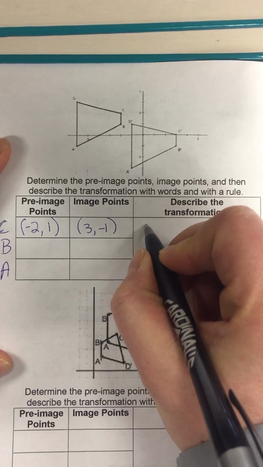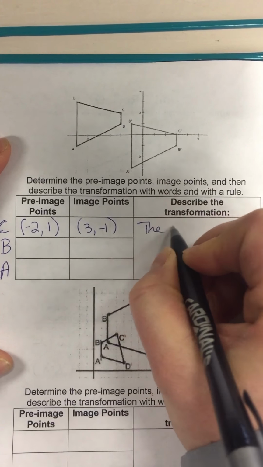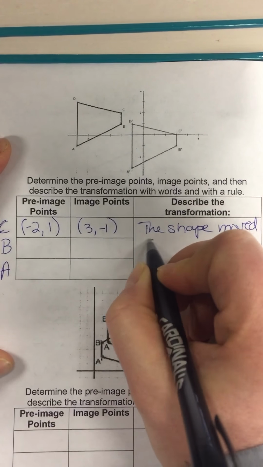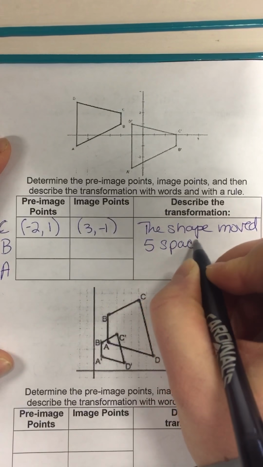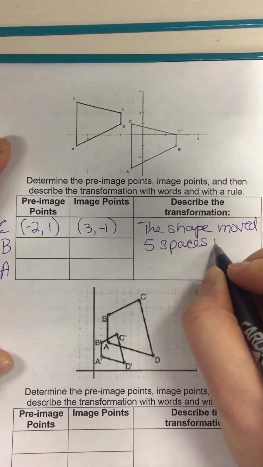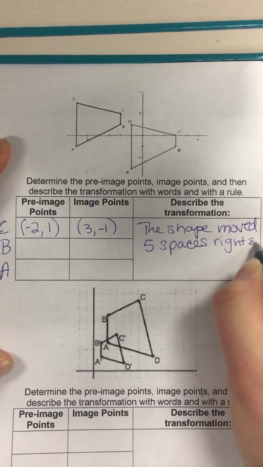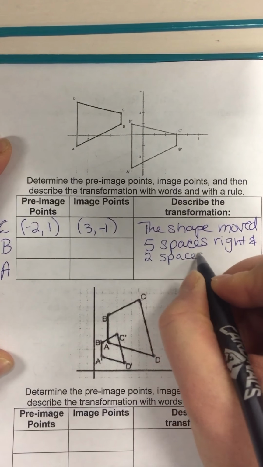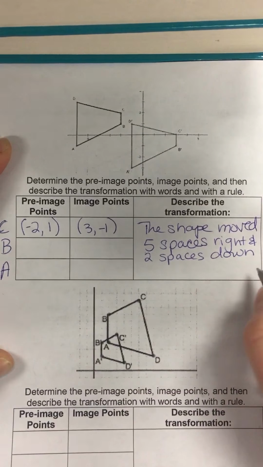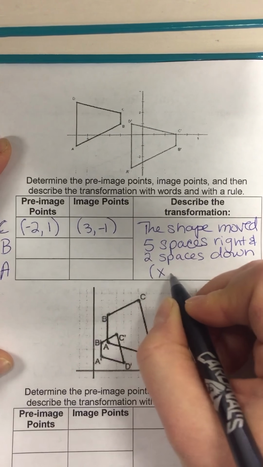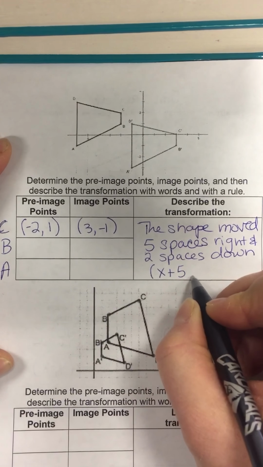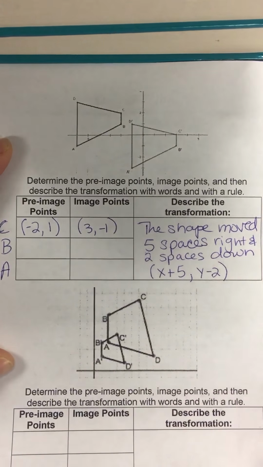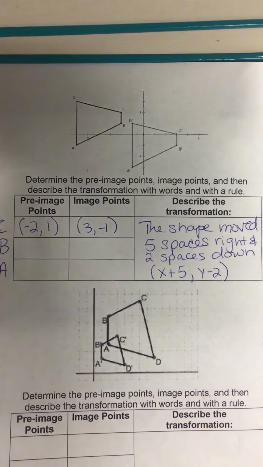And after you've got all your points done, you'll see the shape moved 5 spaces to the right, and it moved 2 spaces down. So when we look at that rule, on the x, it moves 5 spaces to the right, so that's x plus 5. And on the y, it moved 2 spaces down, so that's y minus 2.